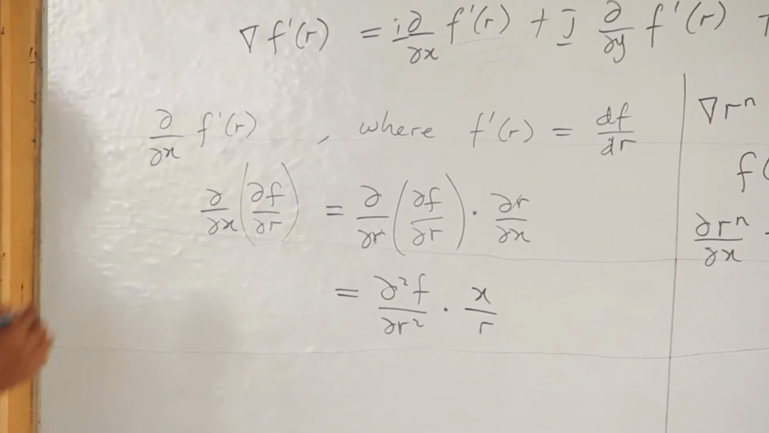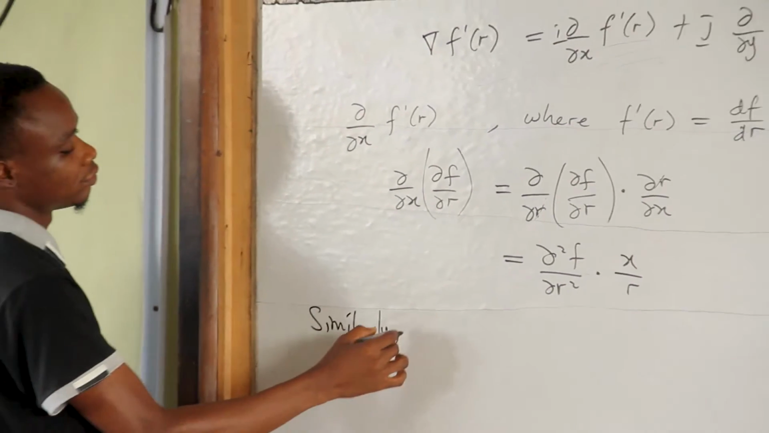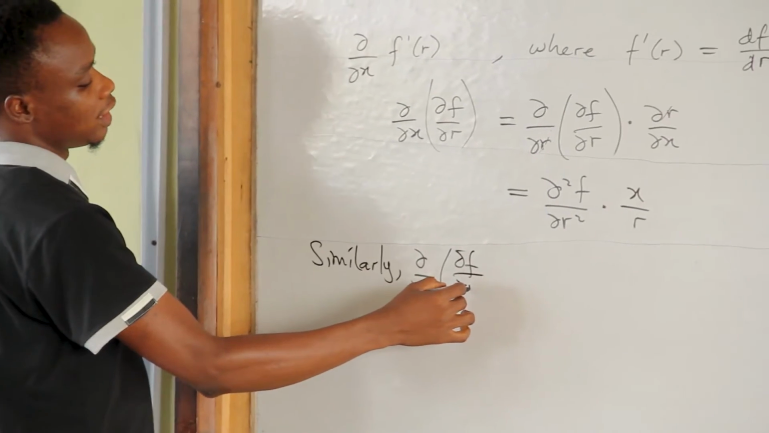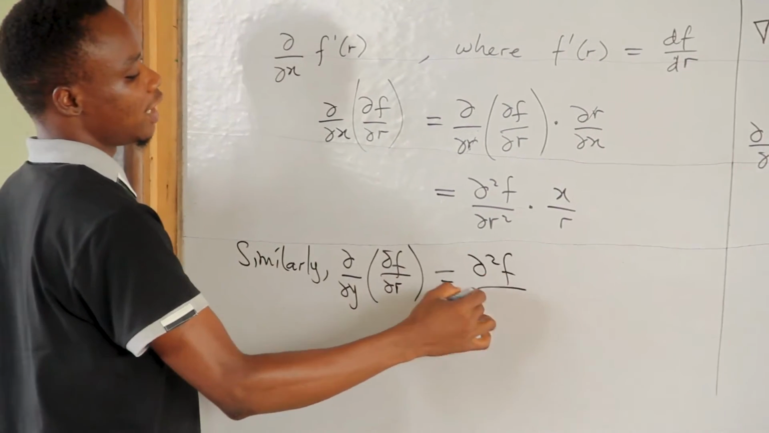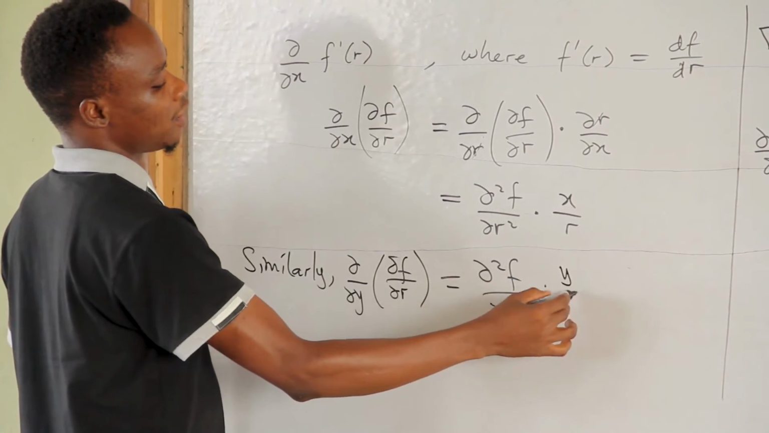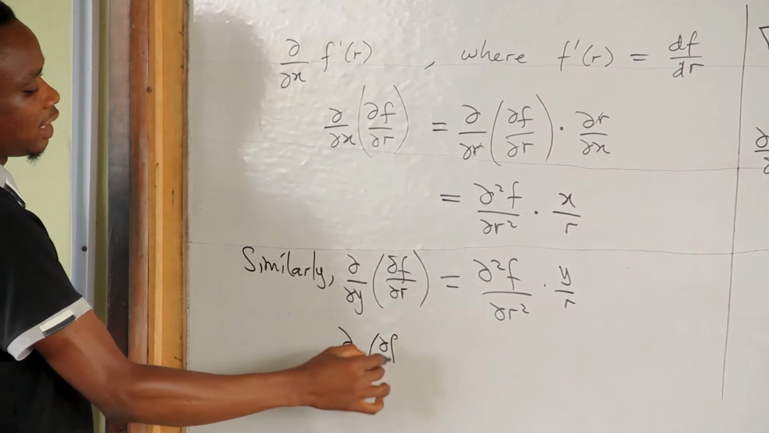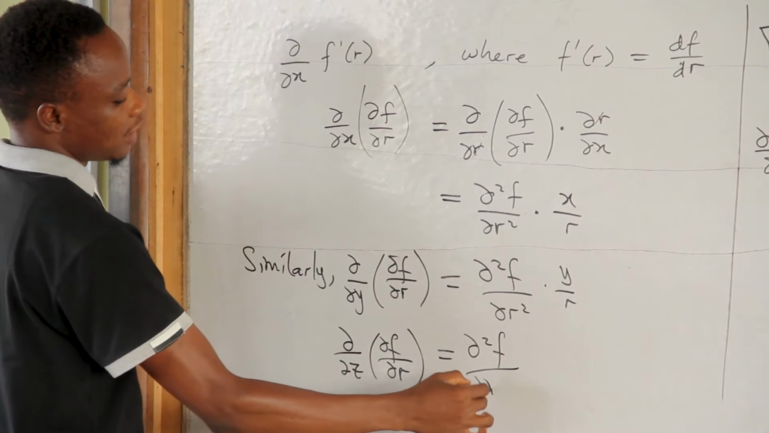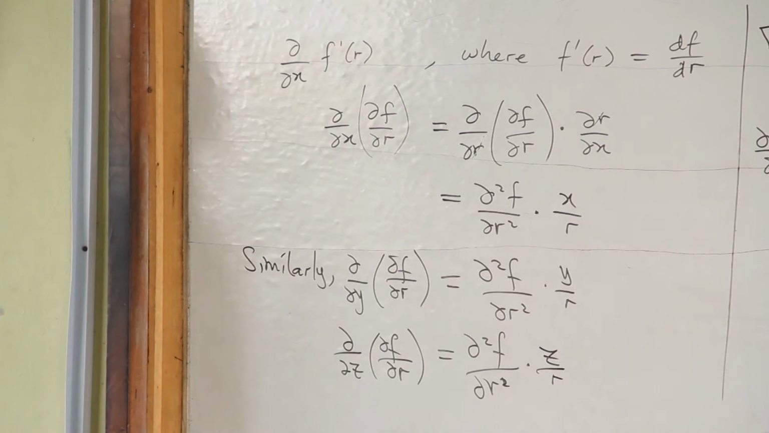So similarly, if I want to get the other components, I'll see that del del y of del f del r is going to be equal to del squared f del r squared multiplied by y over r, and del del z of del f del r is going to be equal to del squared f del r squared multiplied by z over r. Does it make sense to you? Do you get this? Is it clear?